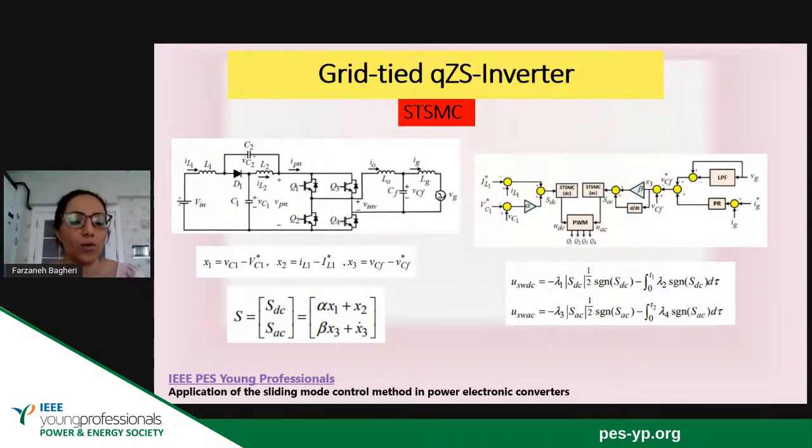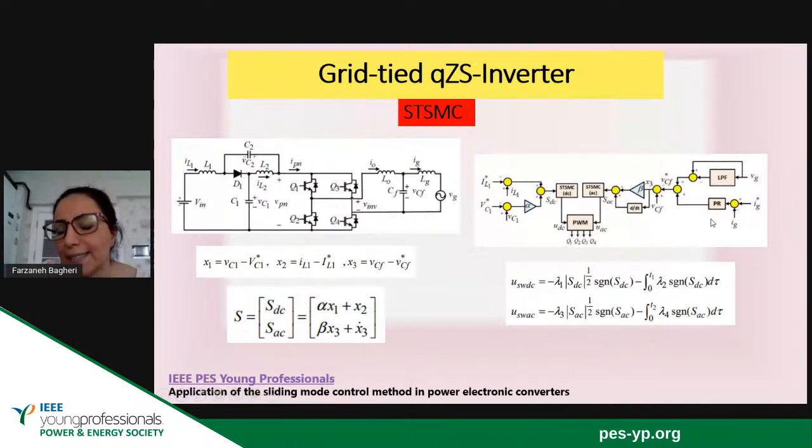So we have defined three state variables, x1, x2, and x3, again same as before, but the difference is that x3 is the capacitor voltage instead of the current. So again, we have two sliding functions: alpha x1 plus x2, and beta x3 plus x3 dot. If you look at the block diagram of the control method, it has two separate parts. The first part is the DC part, where I have found SDC. It is very simple to find SDC. And the second part is the AC side.